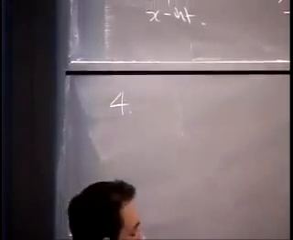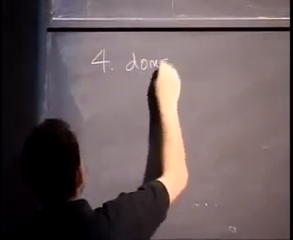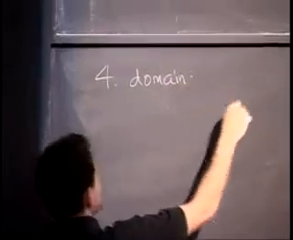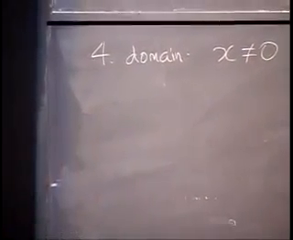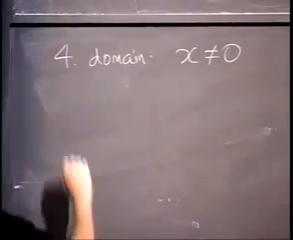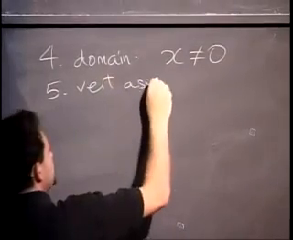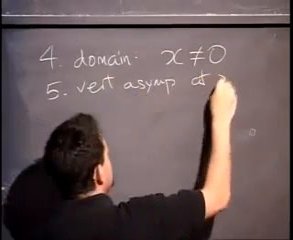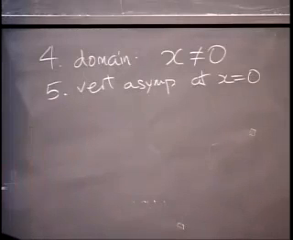Okay. Step 4, we need to consider the domain. And if you look at the original function, the only problem is the denominator could be 0, and that only happens when x equals 0. Now, the numerator is not 0 then, so we're going to get a vertical asymptote at this point. Denominator is 0, the numerator is not 0, we'll get a vertical asymptote.